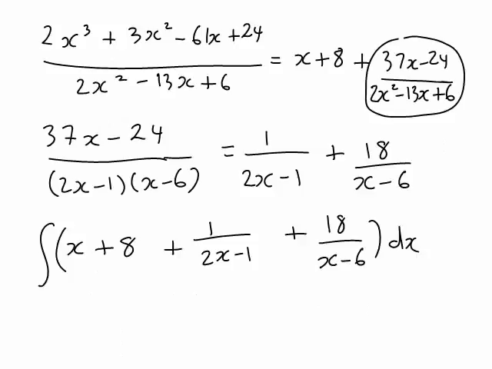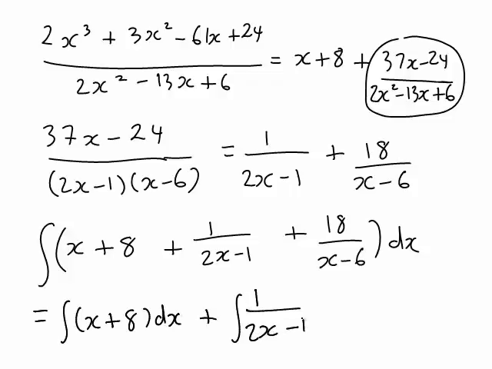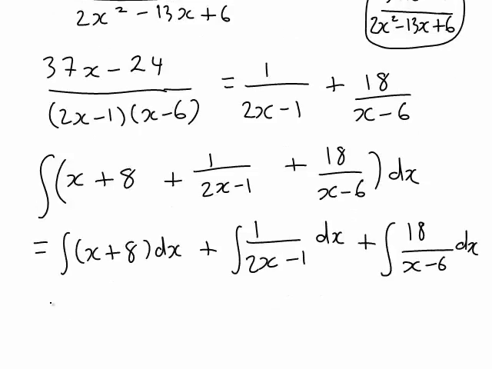By the linearity rule for integration, we can break that up as follows: the integral of x plus 8 with respect to x, plus the integral of 1 divided by (2x minus 1) with respect to x, plus the integral of 18 divided by (x minus 6) with respect to x. And each of these individual integrals is now straightforward to evaluate.